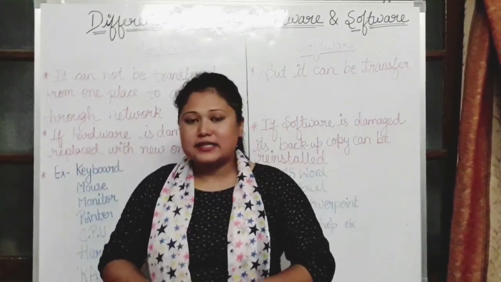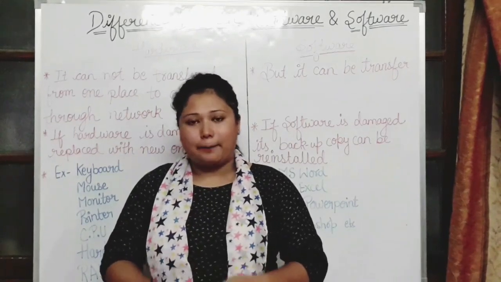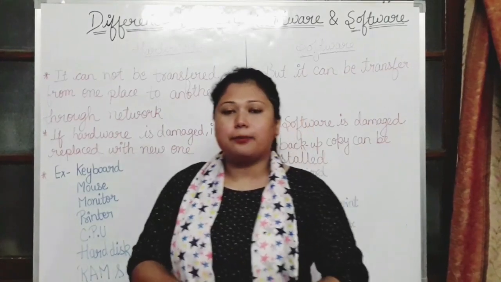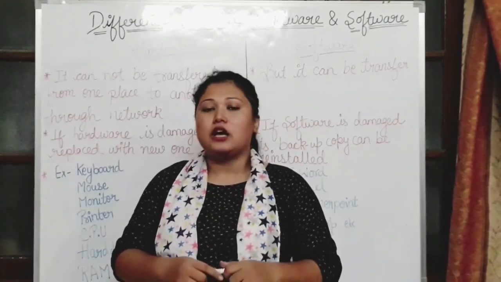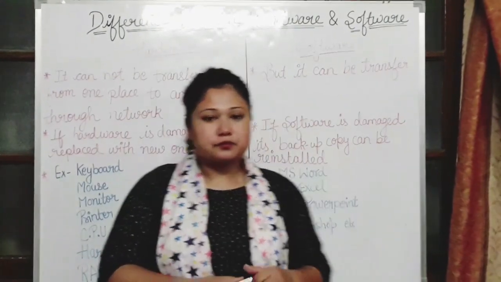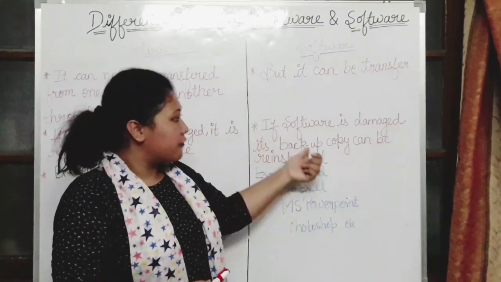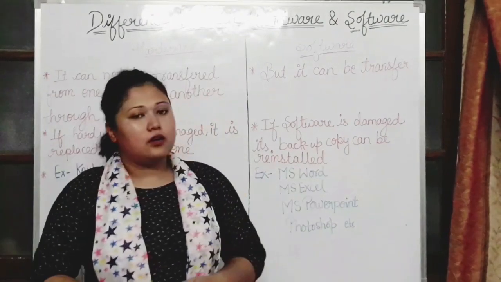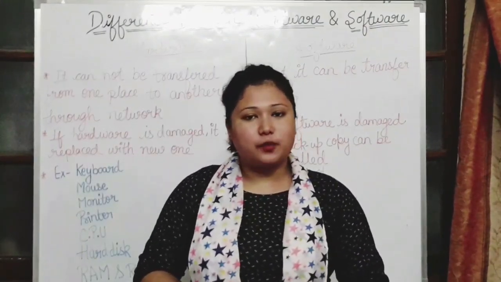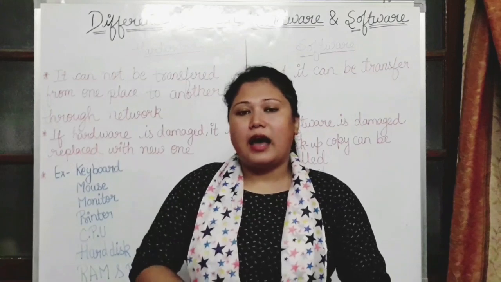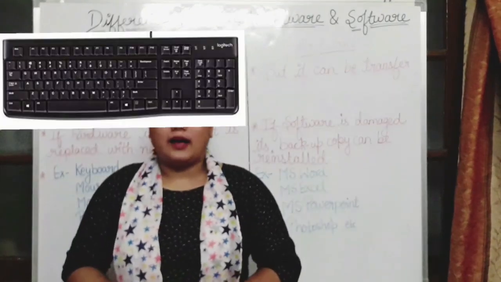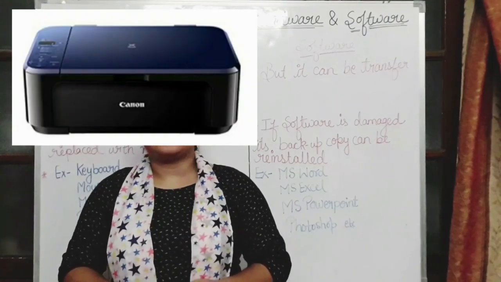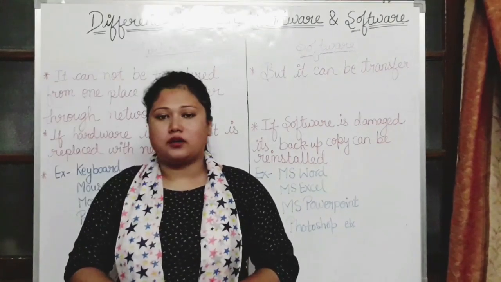Okay, next is if hardware is damaged, it is replaced with a new one. If something is damaged inside it, we can replace it with a new one. Whereas if software is damaged, its backup copy can be reinstalled. If there is a virus in our computer that damages our software, then the software can be reinstalled.